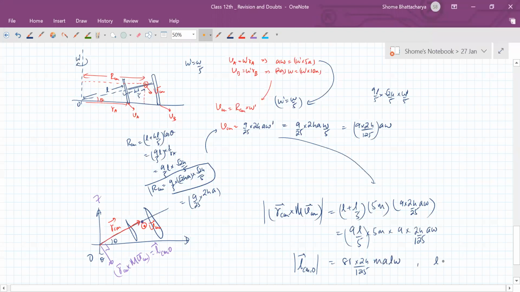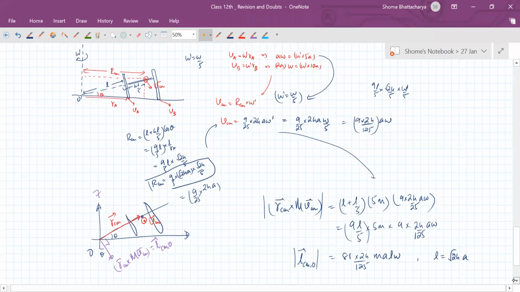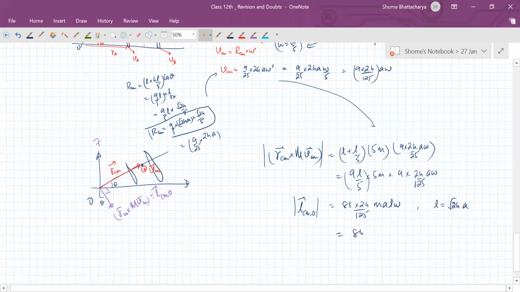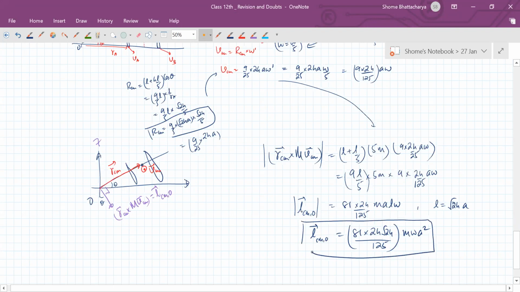And then again you substitute L as root 24A. So you'll get this sort of a term: 81 into 24 root 24 by 125 M omega A square. This is the magnitude of the angular momentum of the center of mass with respect to the point O.